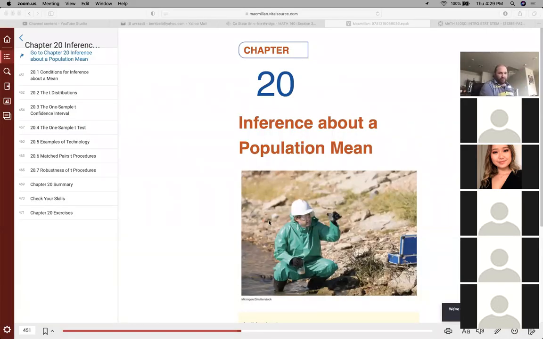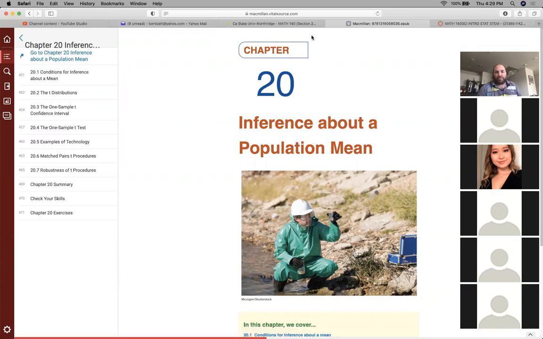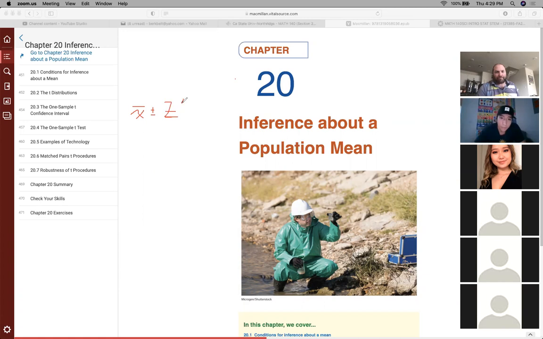Let's get started. Up until now, we have been discussing confidence intervals and hypothesis testing about a mean. We know that the confidence interval is x bar plus or minus what? Someone remind me. Z star sigma over square root of n.